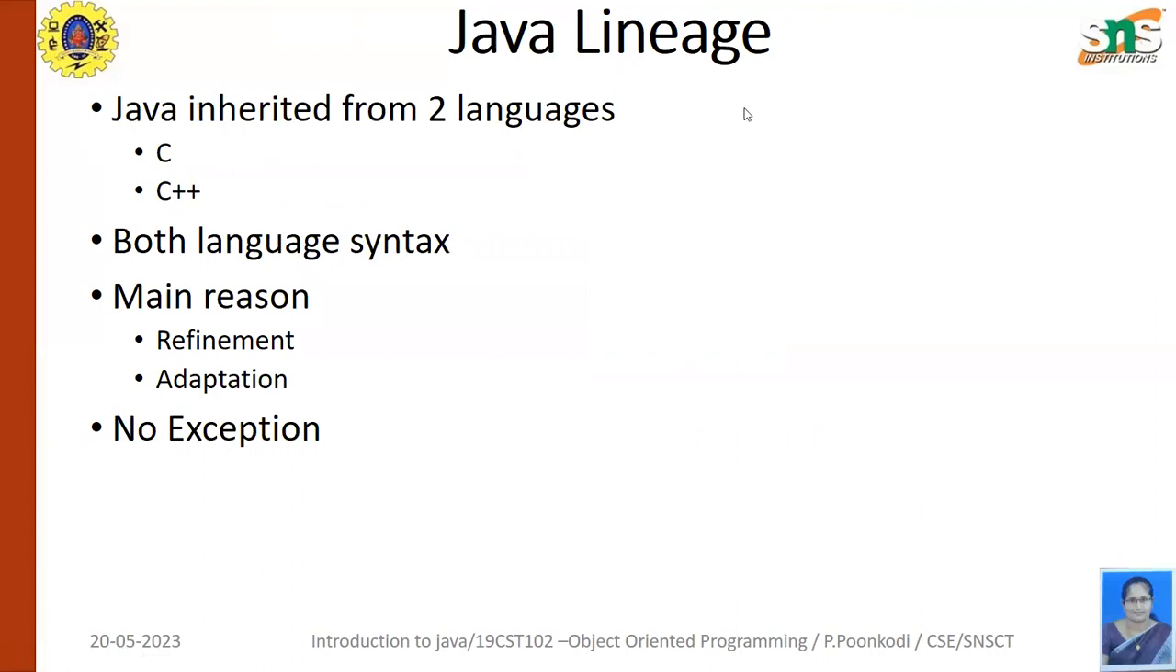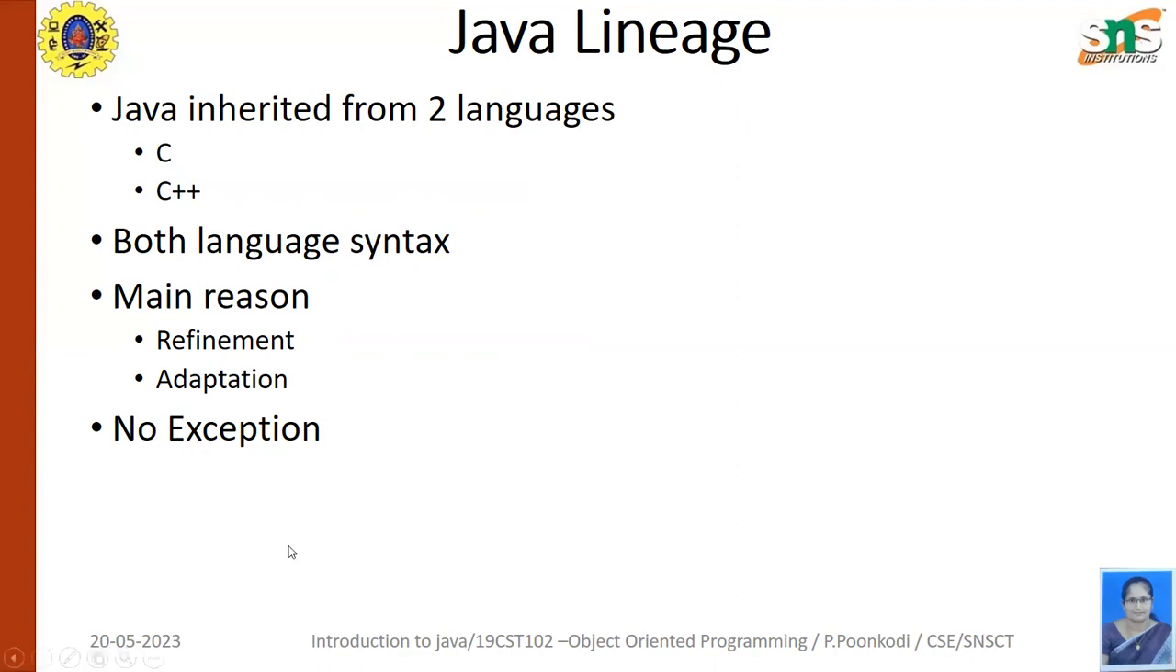The Java lineage, that is the history. Basically, it is inherited from two languages, like what we discussed in the previous slide, C and C++. Both languages' syntaxes are used in Java. The main reason for using Java is refinement and adaptation. Refinement means the syntax inherited from the base languages is refined based on the need while implementing Java. And adaptation means whatever already exists in programming, if it is okay, the syntax will be accepted as such.